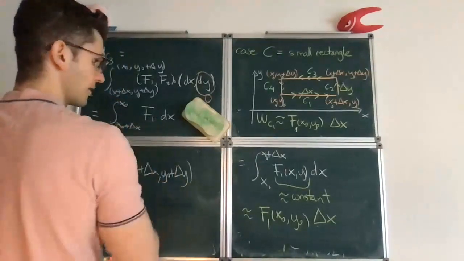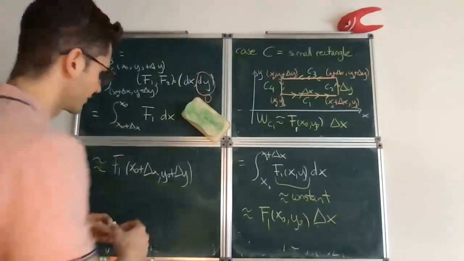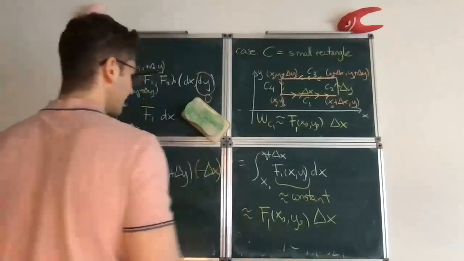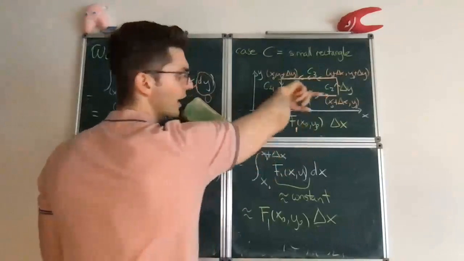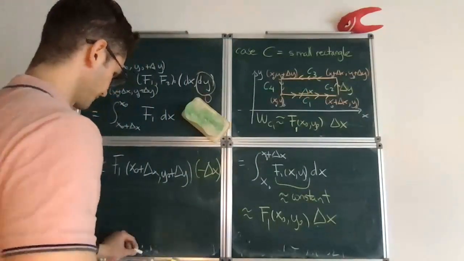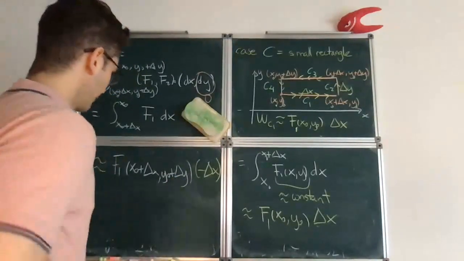times the length of the interval, which is, now notice the length of the interval is minus delta x. Another way to think about it, if you prefer in terms of velocity, is that the velocity vector here is minus i, and here is i. So this is why this one gets a minus sign.